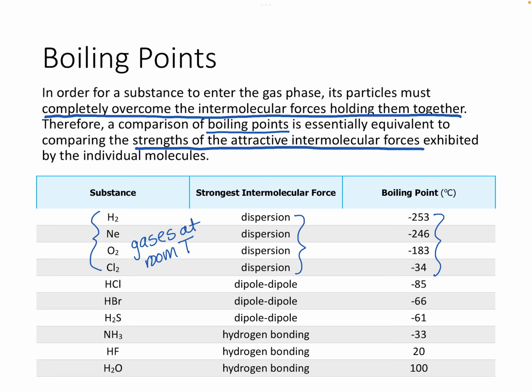Now let's look at the next three molecules. We have HCl, HBr, and H2S. And these all exhibit dipole-dipole interactions. Now their boiling points are also negative, but they're generally going to be higher than our gases. So these molecules are typically liquids at room temperature.